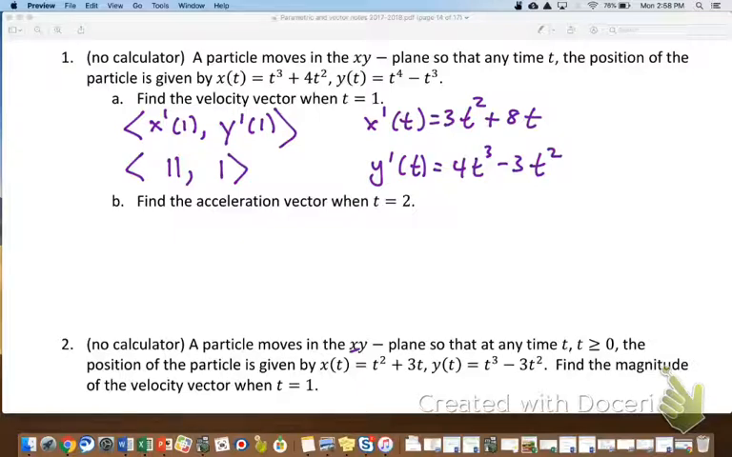Hey, what does that mean though? Which way is this object moving?